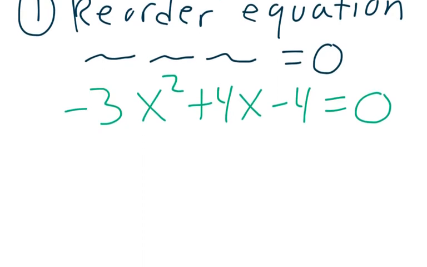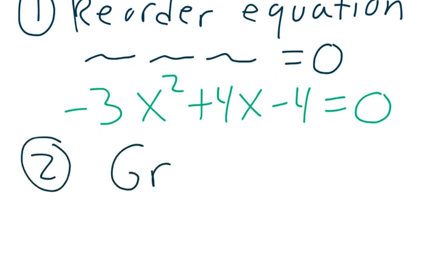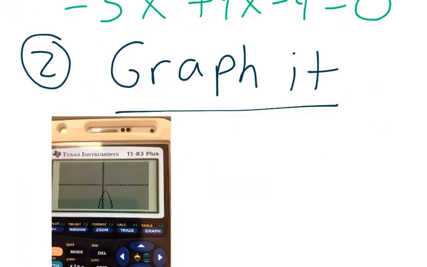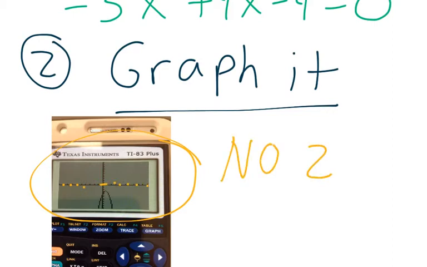So now, let's just go ahead and graph that. So type it in and graph it. And when I do that, here's my graph. But wait a minute. The 0 you're trying to find is your x-intercept. Well, here's the x-axis. There are no zeros here. So that means we have no solution.